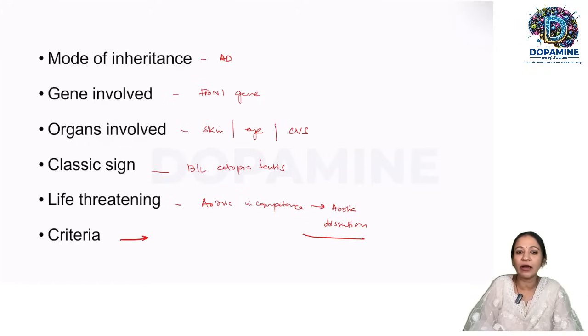What is the diagnostic criteria for Marfan syndrome? Similar to the Amsterdam criteria for HNPCC, here the diagnostic criteria is the Ghent criteria. So based on the Ghent clinical criteria, we make a clinical diagnosis of Marfan syndrome. Then you have to look for the classic FBN1 gene to confirm the diagnosis.